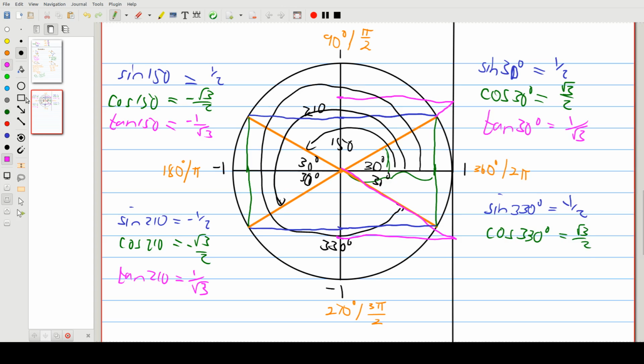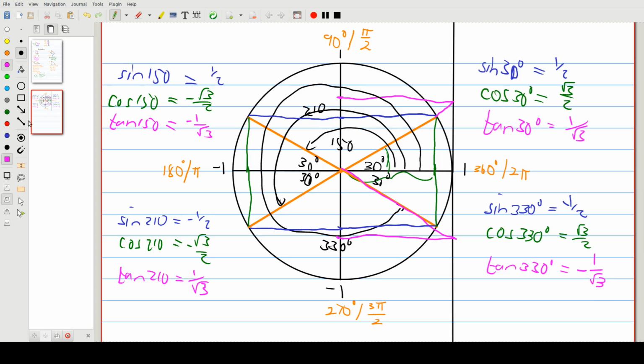And finally, the tan of 330. So for the tangent, we've already seen that's the same as quadrant 2, because we keep drawing this line up until we get to the tangent, draw it back to the y-axis, and we read off that value. So that's the same as what we had in the second quadrant. That is negative 1 over square root 3. Okay.